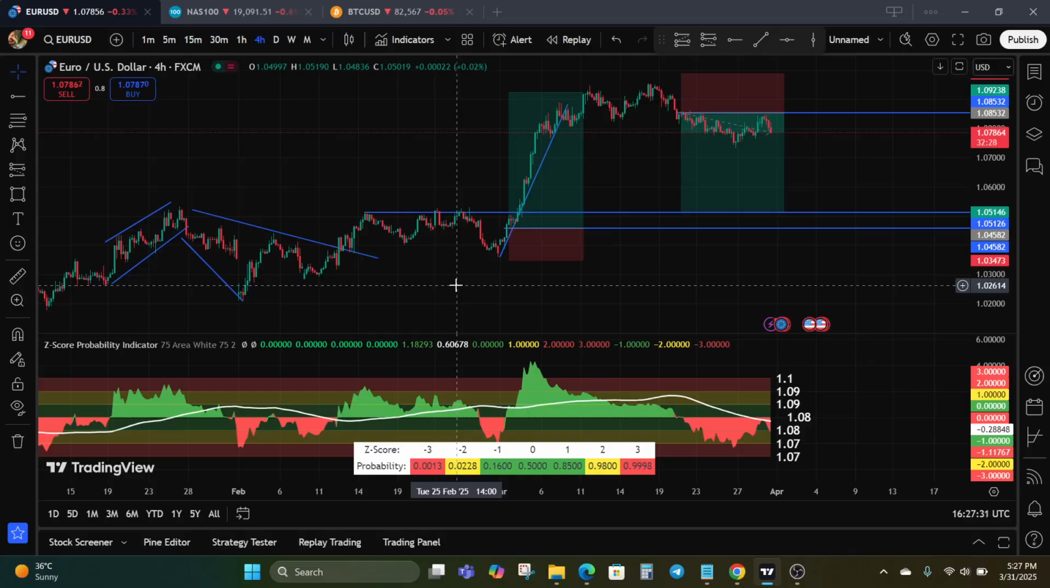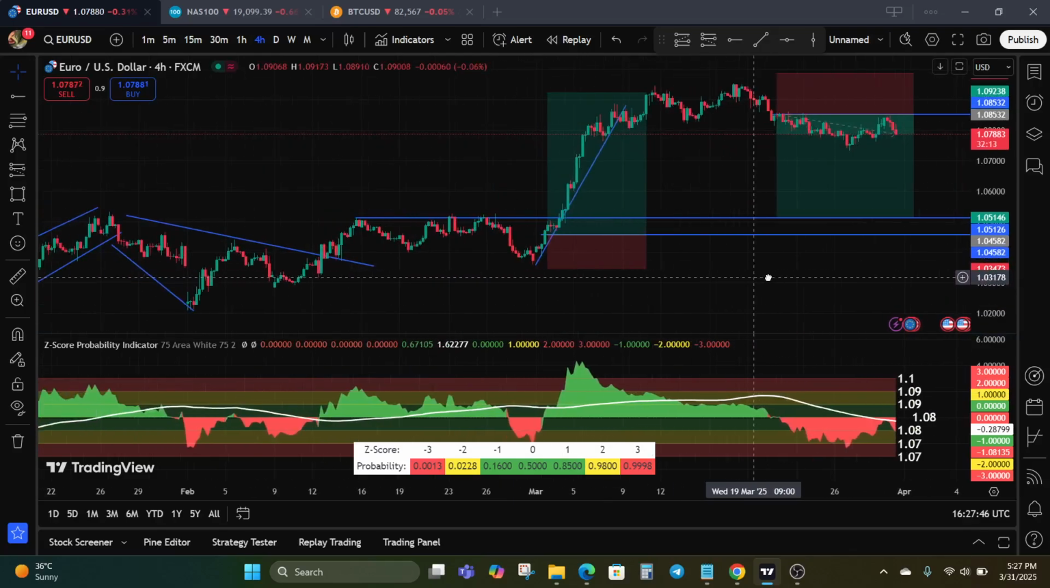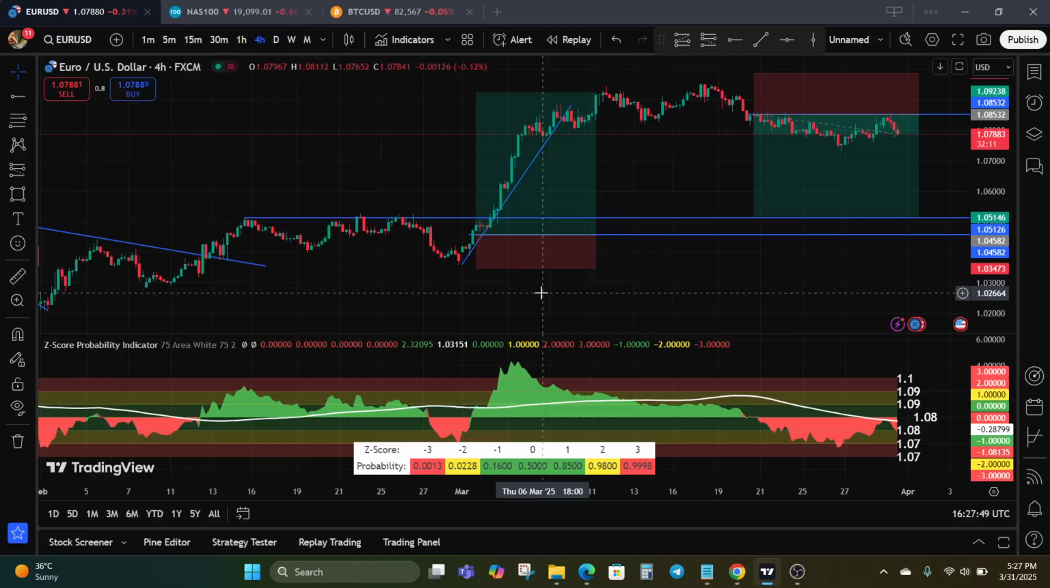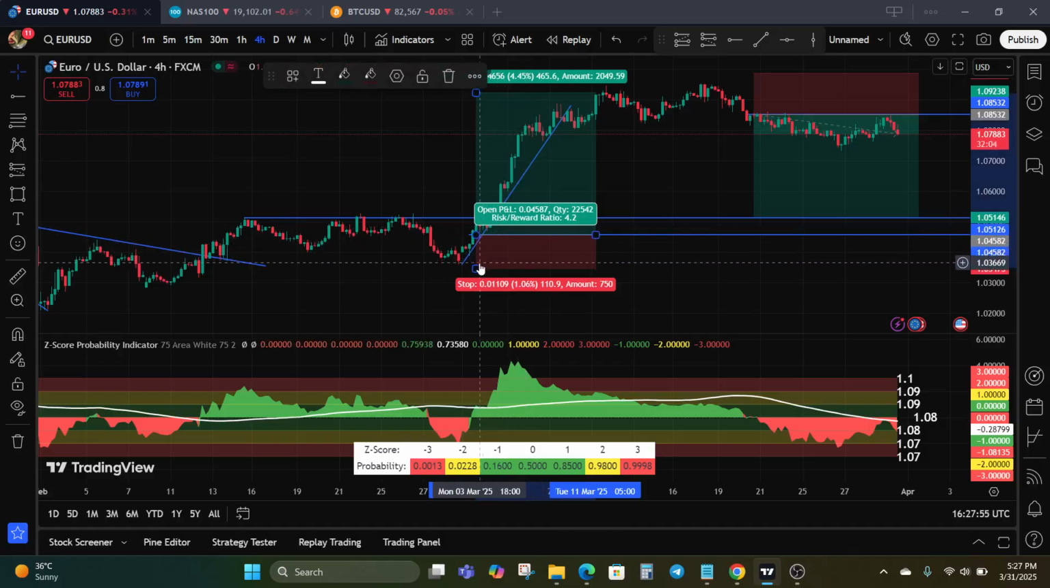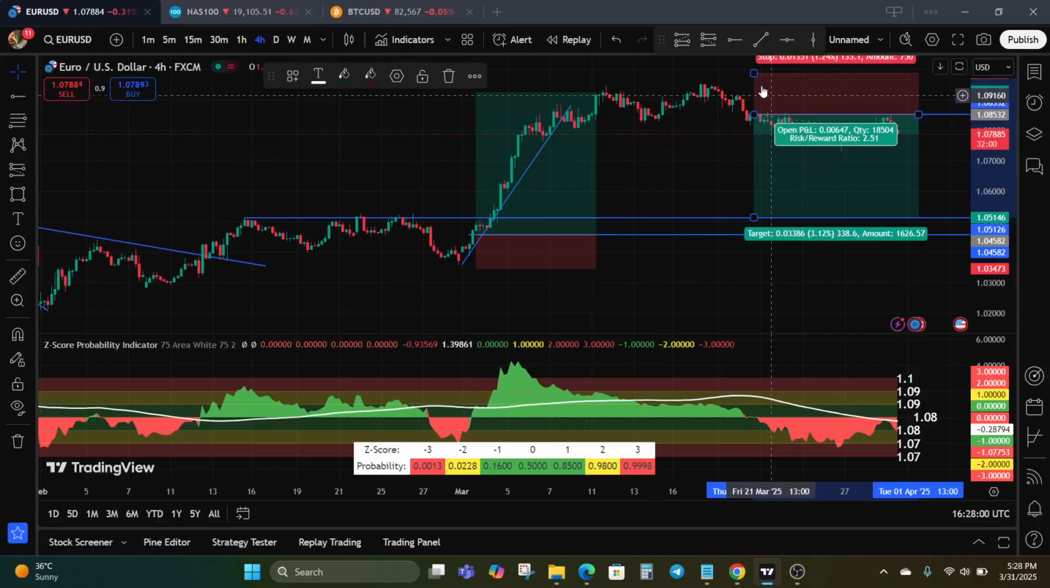Meanwhile, like any strategy, risk management is key. Just because the Z score suggests a trend does not mean that price will never reverse. So here's how to manage your risk effectively. Ensure to use a stop loss just beyond recent highs or lows. For example, if you're entering a buy trade, your stop loss can be below recent lows. If you're entering a sell trade, your stop loss can be above recent highs.